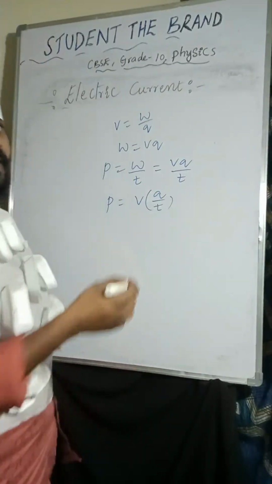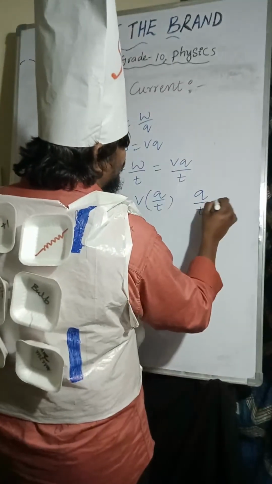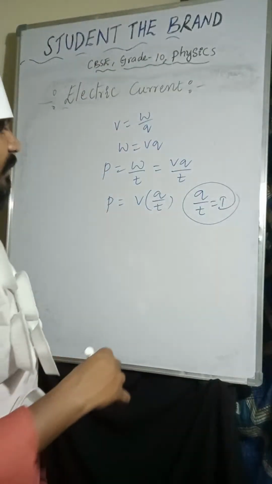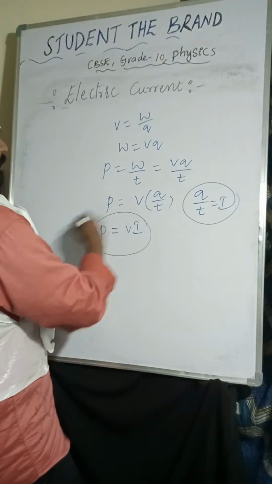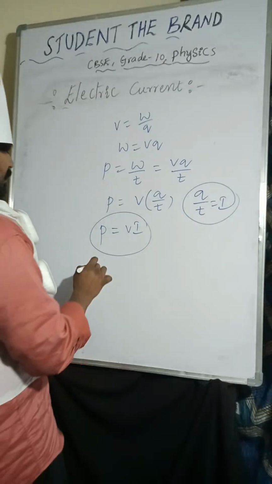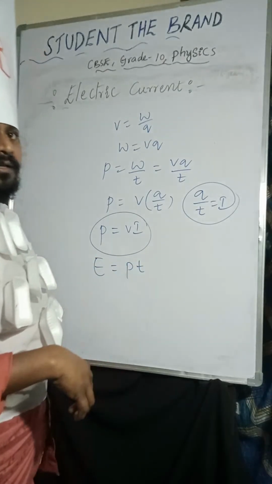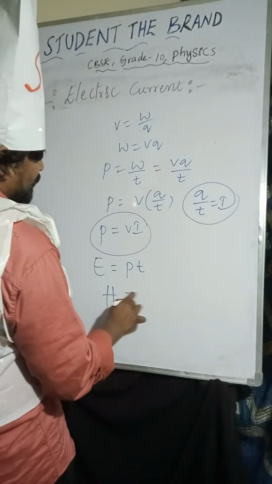Now Q by T is what? Current. Q by T equals current I. So P equals V into I. Now you can observe, energy E equals P into T, so that is H, the heat produced in the conductor.